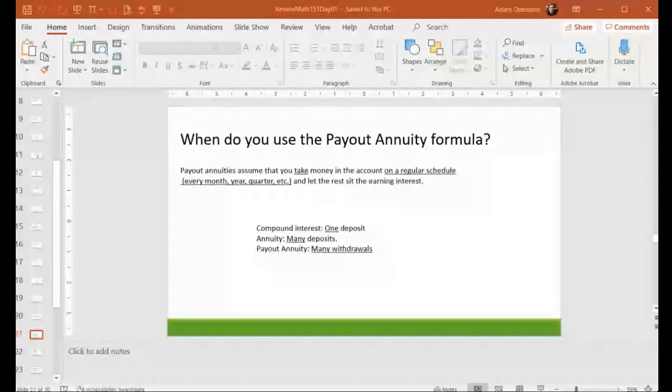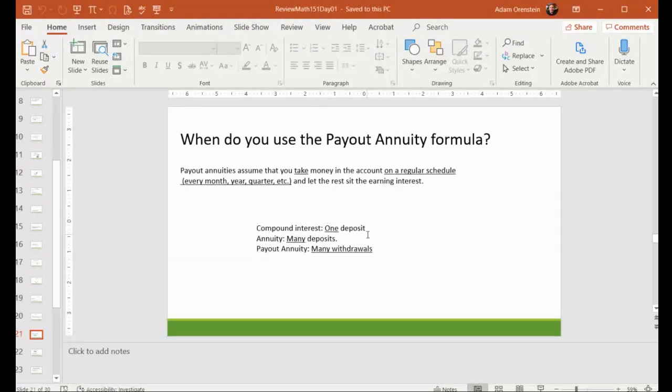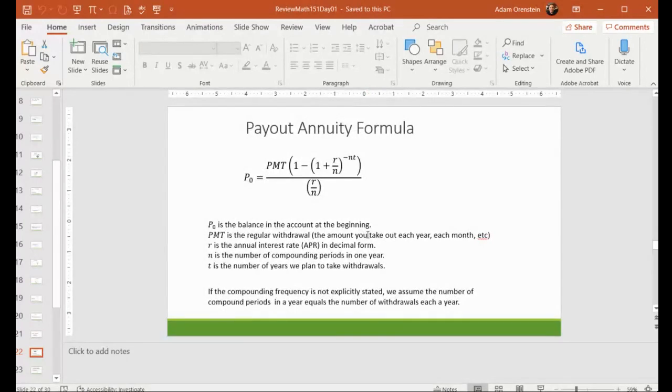Here it comes. See, so when you have one deposit, that's when you just have compound interest. An annuity is many deposits, but we have a payout annuity, so there's many withdrawals. That also determines what formula you use. So in this case, our formula is going to be this. We did do this last time as well.